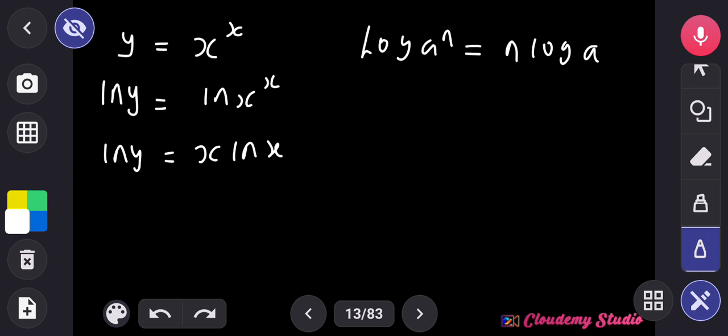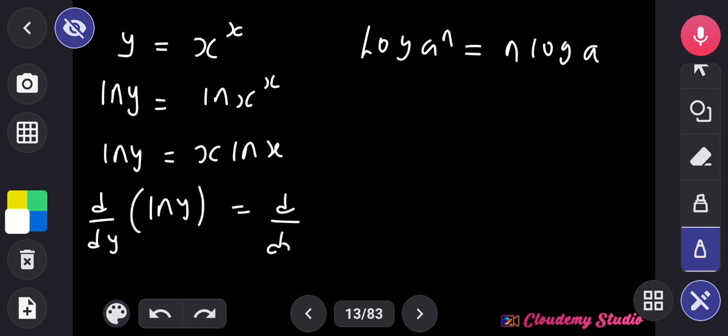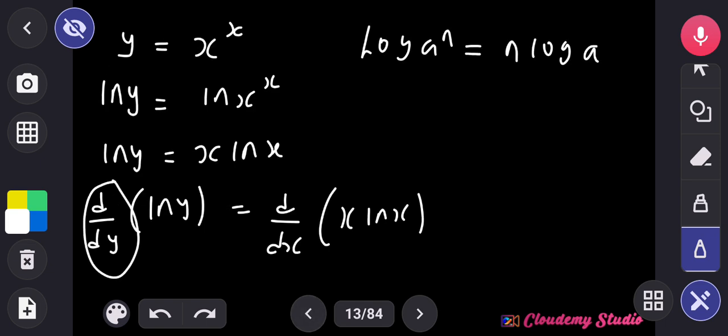The next thing I'm going to do is to differentiate both sides. Differentiating ln y with respect to x, and differentiating x ln x with respect to x. This one will be equal to 1 over y. But you know I'm differentiating with respect to x, so I'm just going to say 1 over y dy over dx. Very important for me to add this.